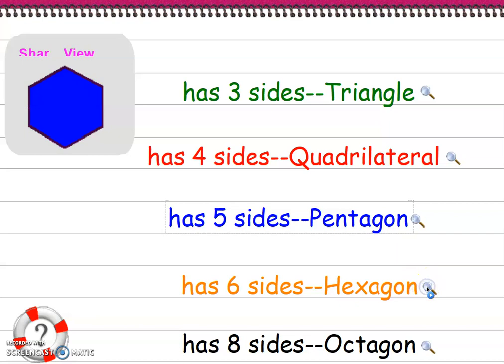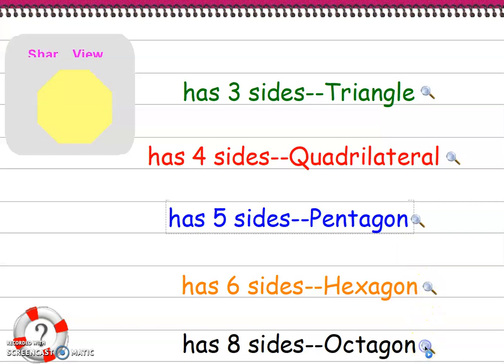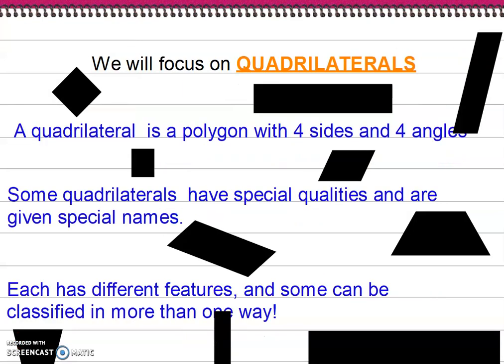A hexagon has 6 sides. And an octagon, like a stop sign, has 8 sides. So make sure you can write and draw each of those types of shapes. So you want to put triangle, then the definition is 3-sided polygon, and then draw a triangle. And if you need to go back, you may.